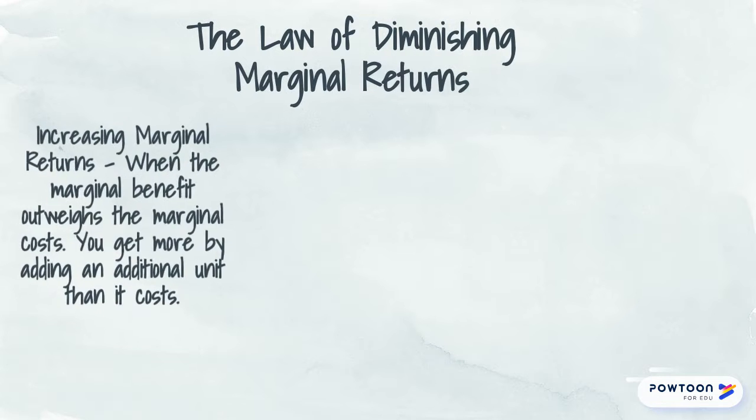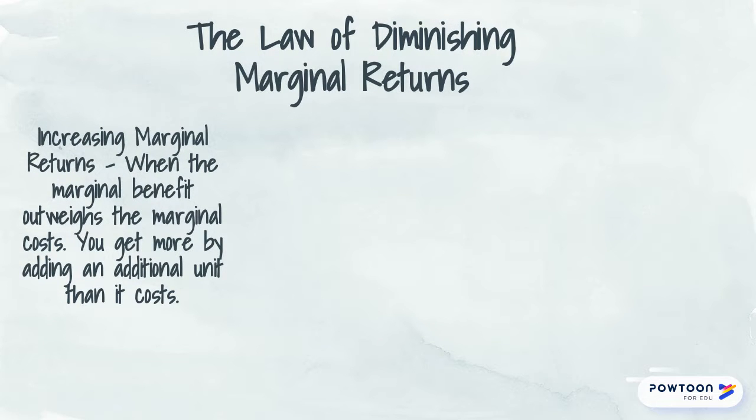The law of diminishing marginal returns has three parts. The first part is the increasing marginal returns, that the marginal benefit increases with each additional unit. The marginal benefit outweighs the marginal cost. You get more by adding an additional unit than it costs.